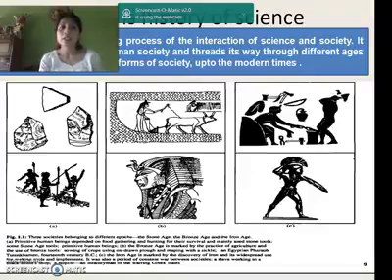What is the history of science? History of science is a story of an ongoing process of interaction of science with society. It begins in the primitive state of human society and traces its way through different ages, which have seen different forms of society up to modern times. In the earliest age, the primitive stage, people generally used stone-cut tools for food, lodging and hunting. In the Bronze Age, agricultural practices were done using bronze tools. In the Iron Age, people learned to deal with iron tools.